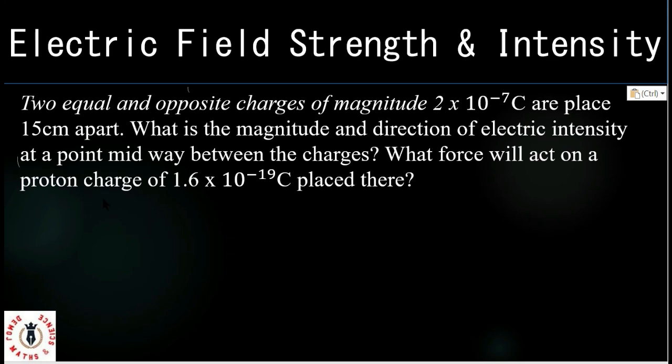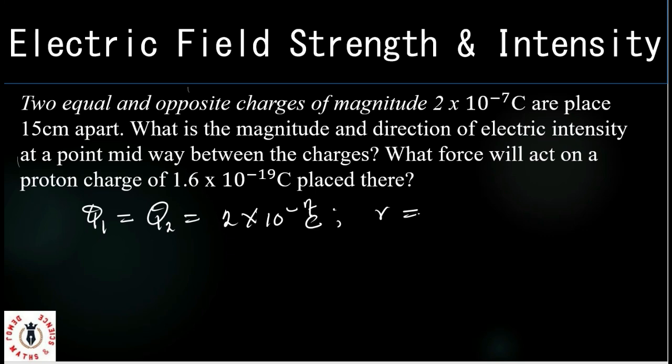Now, we're told the two charges are equal. That is, Q1 is equal to Q2, and both of them are 2 times 10 raised to power minus 7 coulomb. Apart from that, we're also told that the distance between them, R, is 15 centimeters. Since it is given in centimeters, we'll convert it to meters. That's 0.15 meters. Now, remember that electric field intensity E is the same thing as K times Q over R squared.